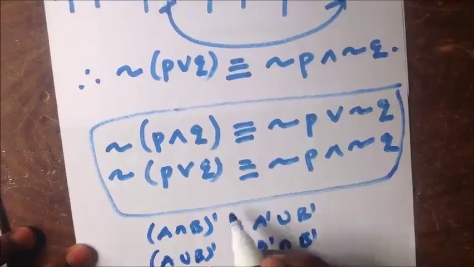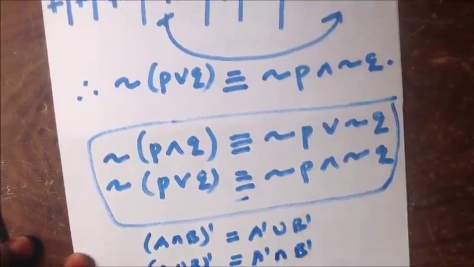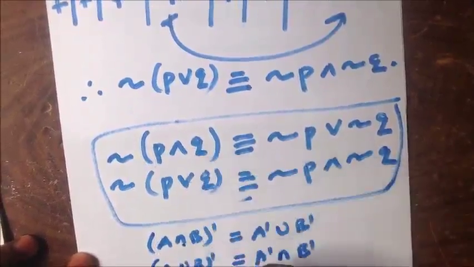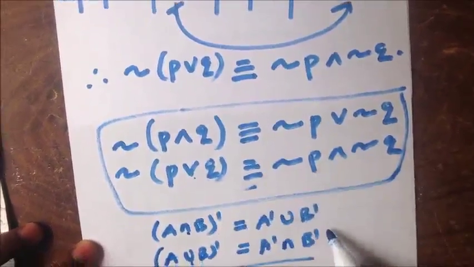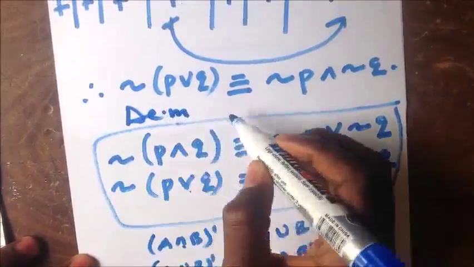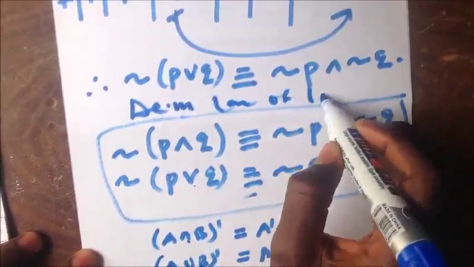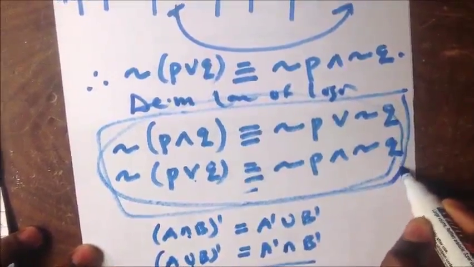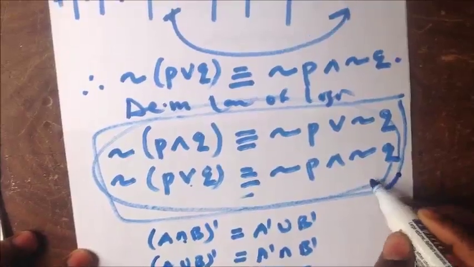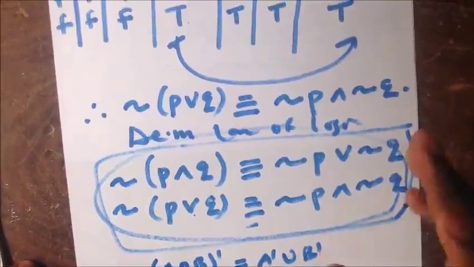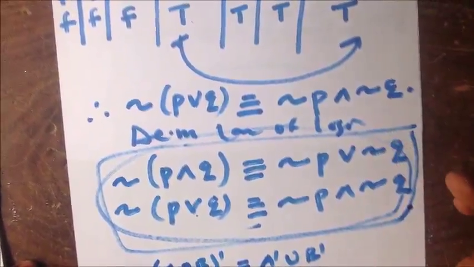Now observe this and this. How can you relate them? Remember, here is complement, here we are using negation. This is and, that is intersection; this is or, that is union. So this is what is called De Morgan's law of logic. These two relations are De Morgan's laws of logic. So when you are asked to prove De Morgan's law of logic using a truth table, this is the example we solved, and this is the way you are going to solve it. Thank you very much.